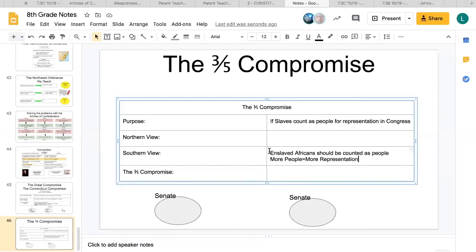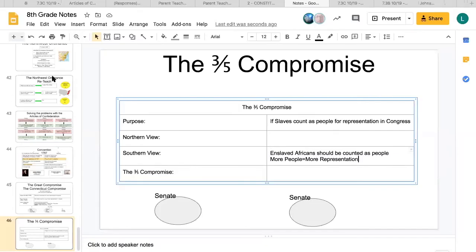So that means that Virginia, not only because it has more white people than everybody else, also has more enslaved Africans than everybody else. So if the South gets its way, Virginia is going to have even more power because it's going to be a bigger population. Thinking back on it, I think this piece would have been better under the Great Compromise, but it works in the 3/5 compromise, so it's up to you how you want to do it.